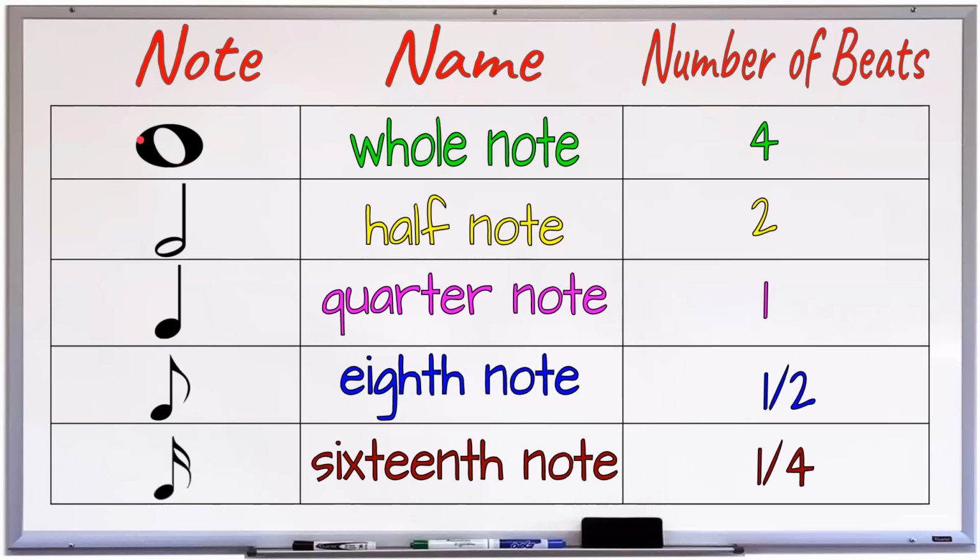Again, this is a whole note. The head has 4 beats. This is a half note. It has 2 beats. This one is a quarter note. It has 1 beat. For this one, it has a flag already, an 8th note, and it has 1/2 beat. For this one, it has 2 flags or 2 beams. It's called a 16th note, and it has 1/4 beat. Let's proceed.